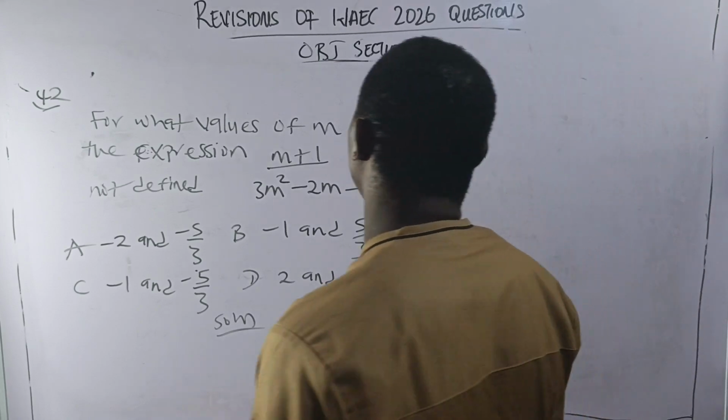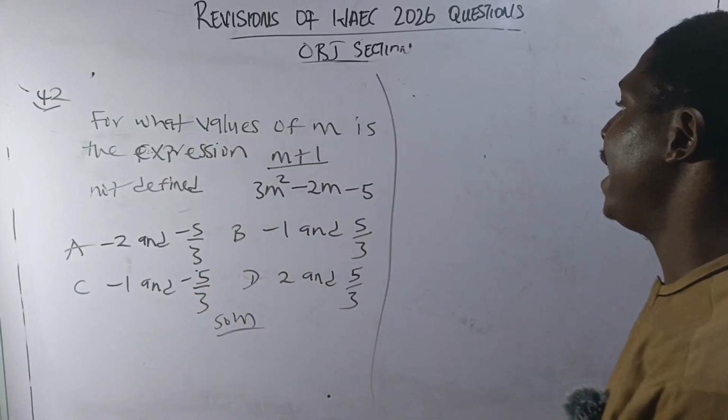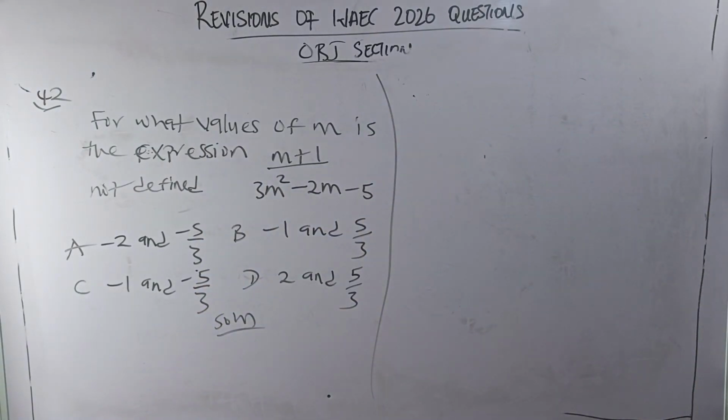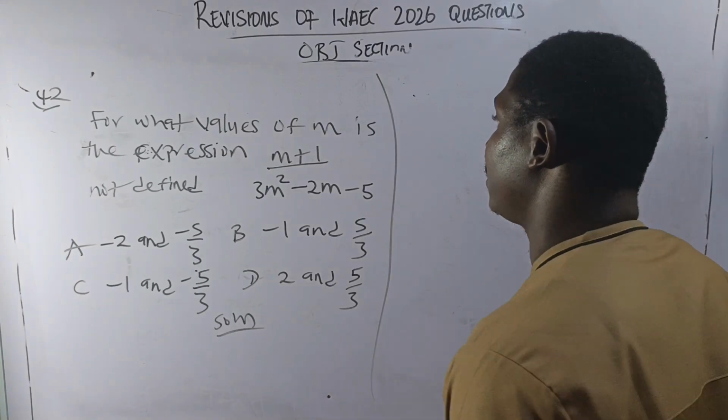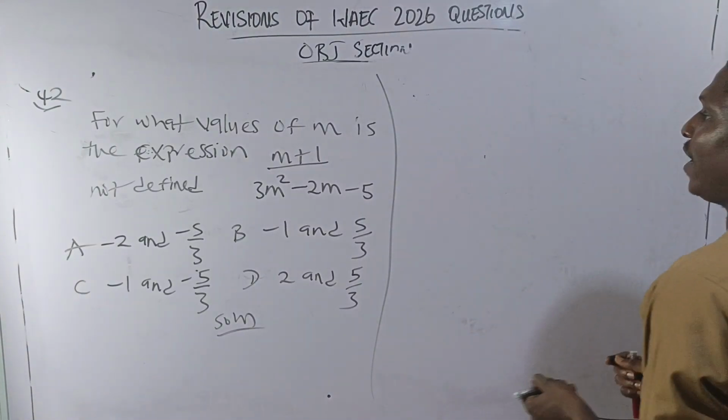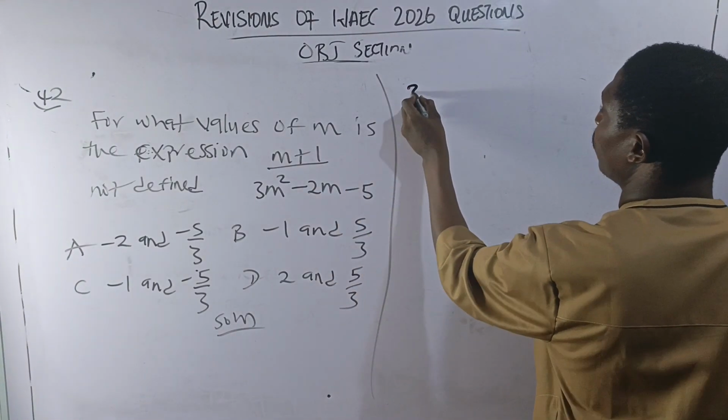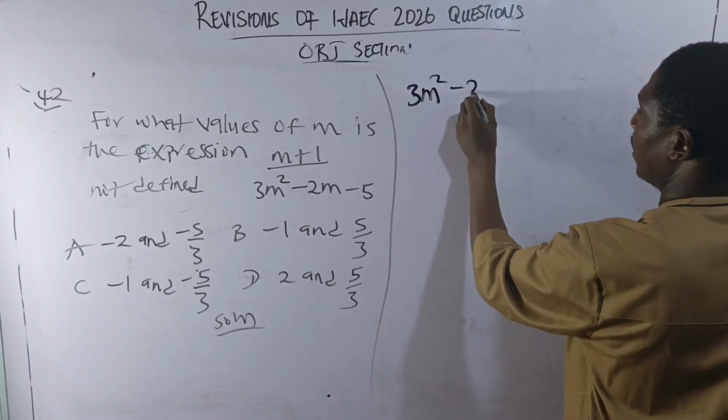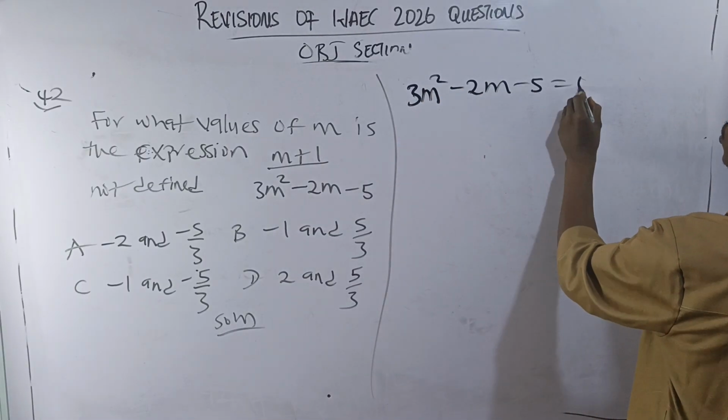Thank you. We have, for what value of m is the expression (m plus 1) over (3m squared minus 2m minus 5) not defined. And for the expression not to be defined, simply means the denominator must be equal to 0. So we have 3m squared minus 2m minus 5 equal to 0.